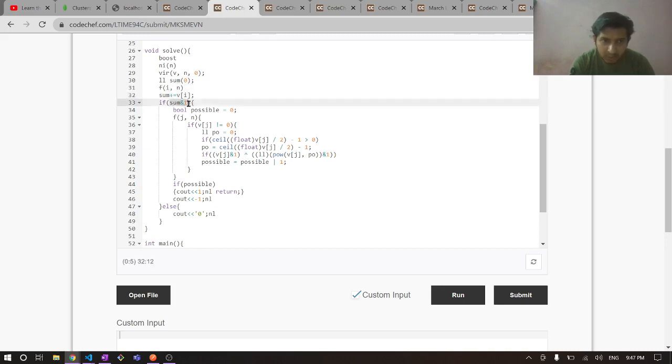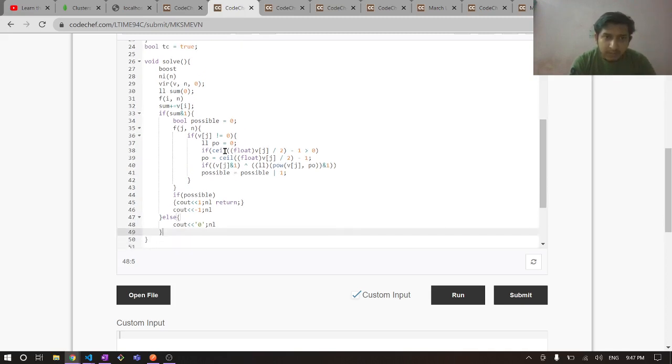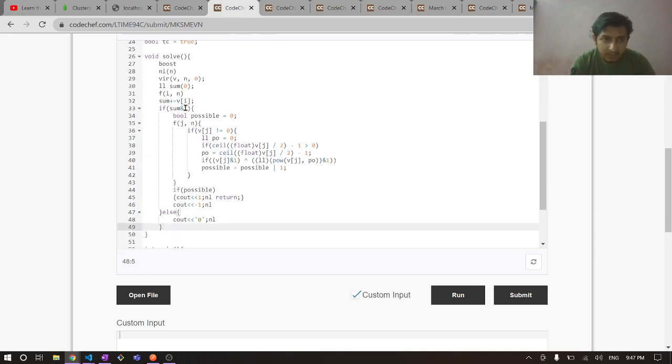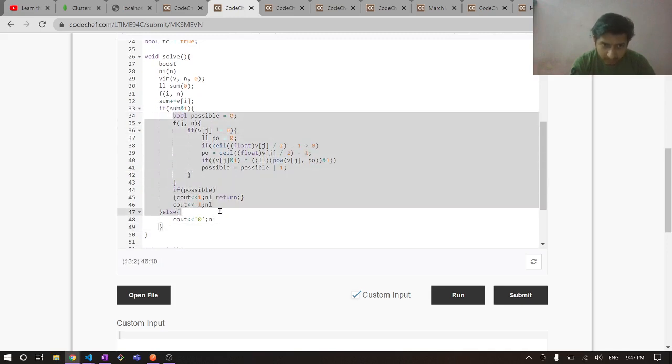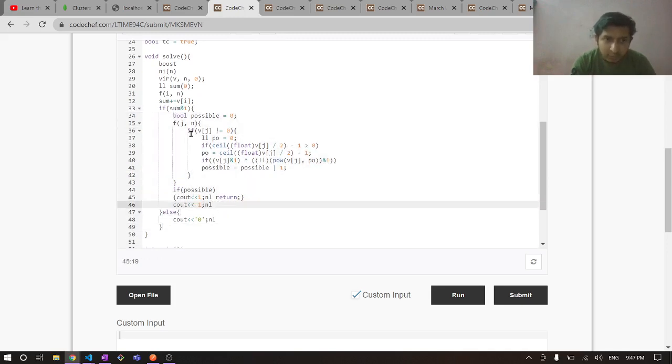I will traverse through it and store the sum here. If the sum is odd, then I have to do something, else print 0 operations required, and next line and just move out. Okay, that's the case. Now if the sum is not even, then I have to jump here. Okay, so what I'll do, I will see if the solution is possible or not.